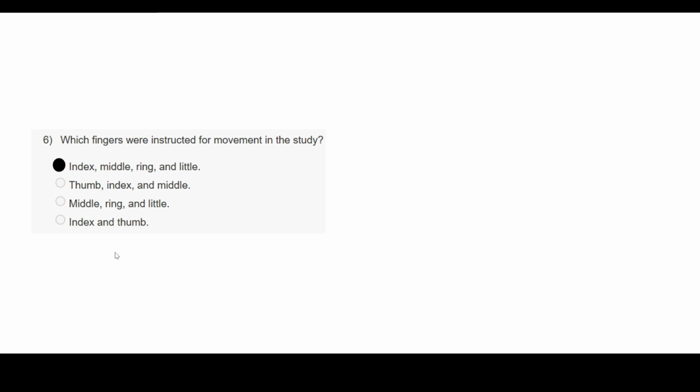The answer is index, middle, ring, and little. The thumb is not usually privy to enslavement effects, so it is not studied in enslavement papers.